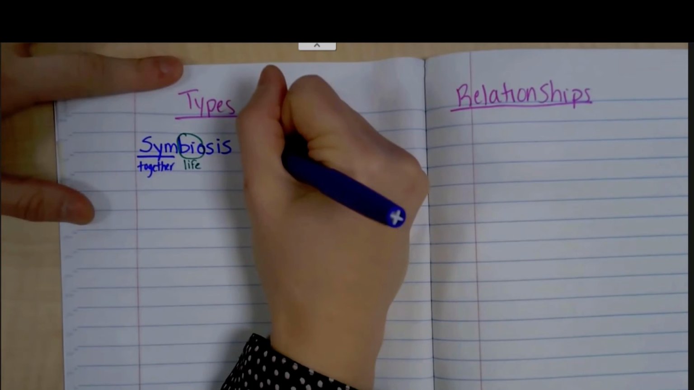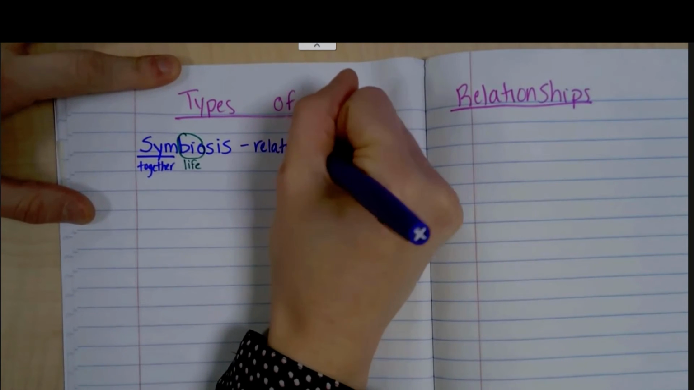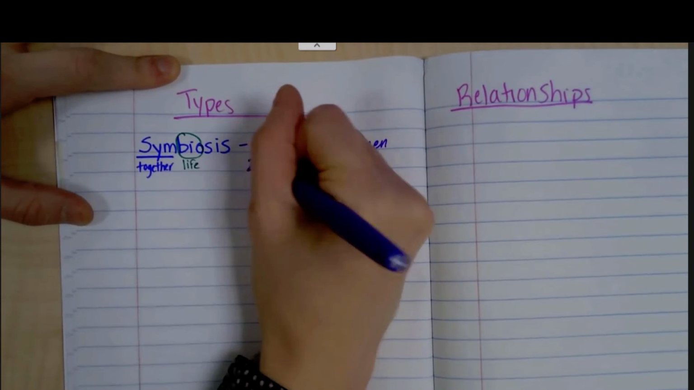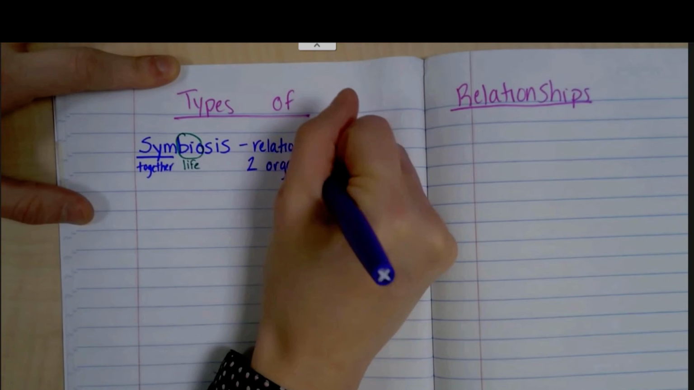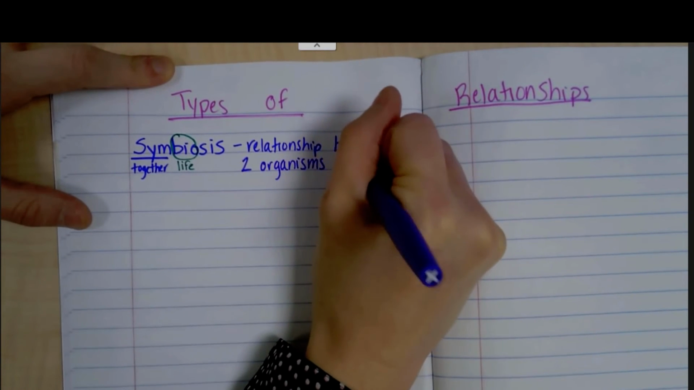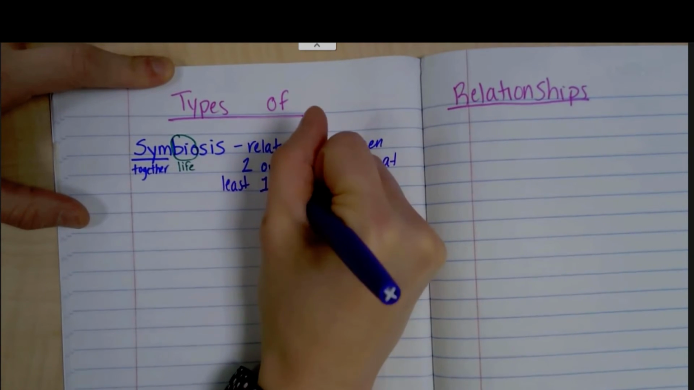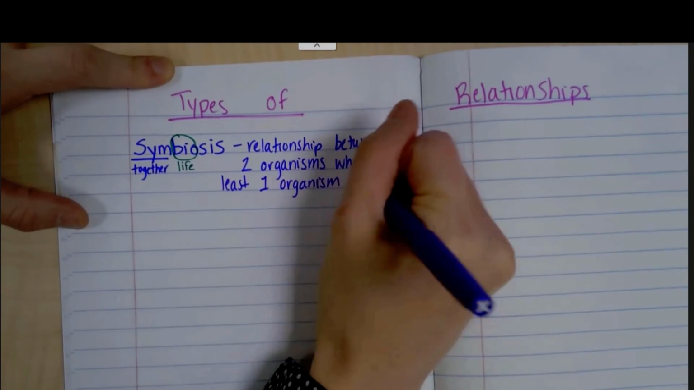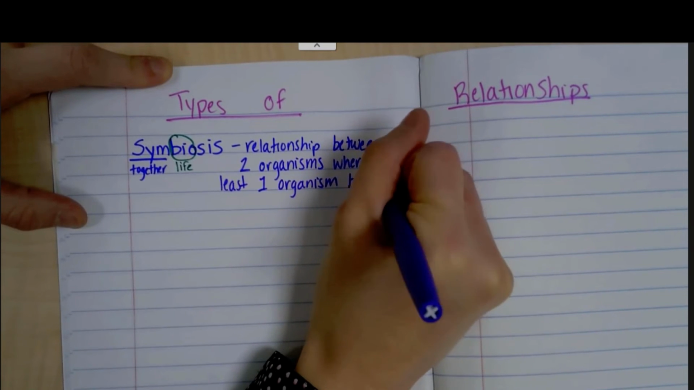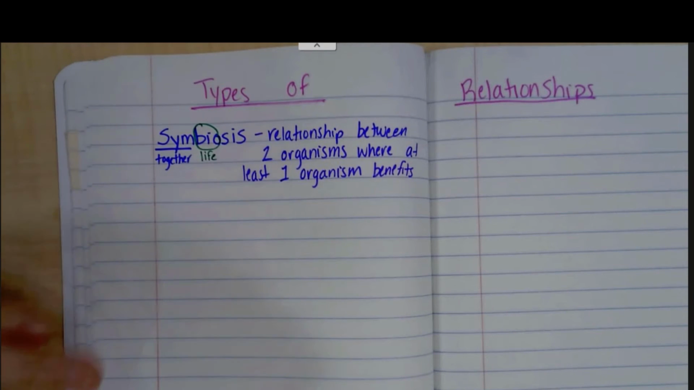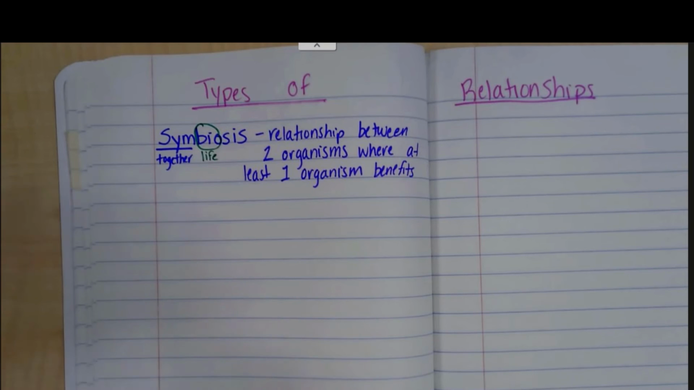And that is the relationship between 2 organisms where at least one organism benefits. And so benefits means good. And so there's actually 3 different types. And so if we're talking about these 3 different types, we're just going to keep going.